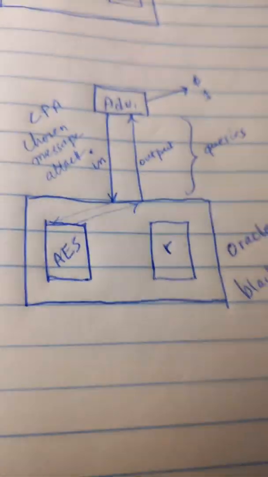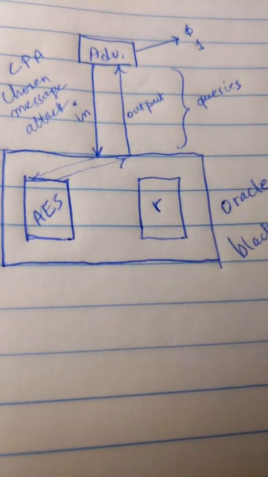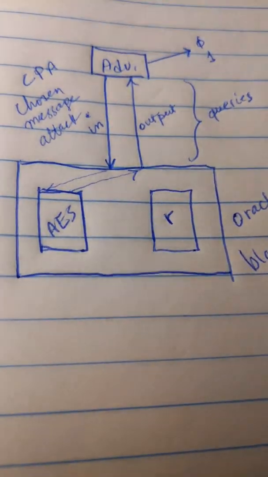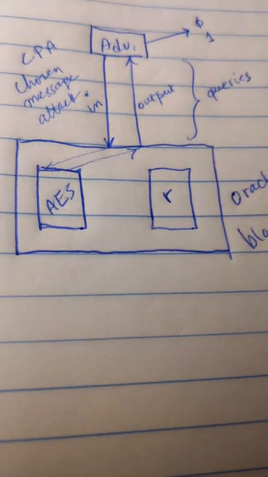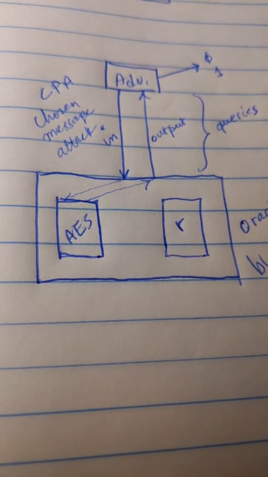All right. And in the next video, we're going to talk about how to measure the advantage of an adversary in terms of probabilities. And this is how we're going to arrive at quantifying the security of a system.